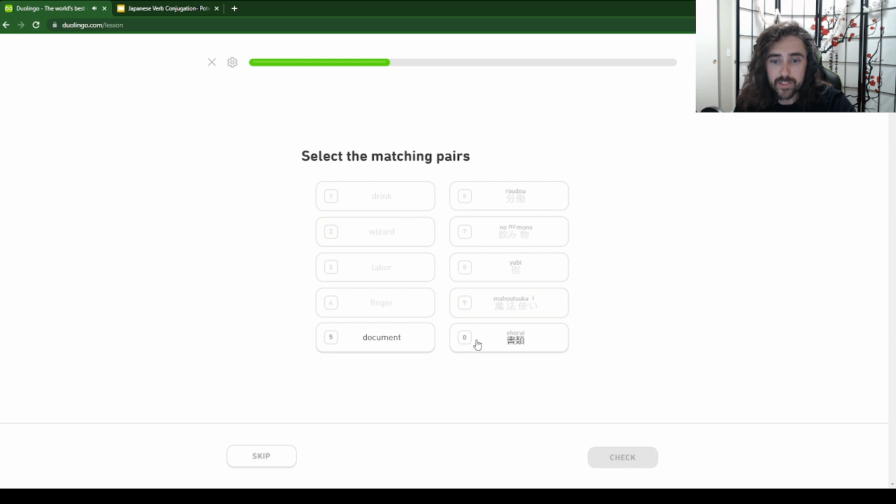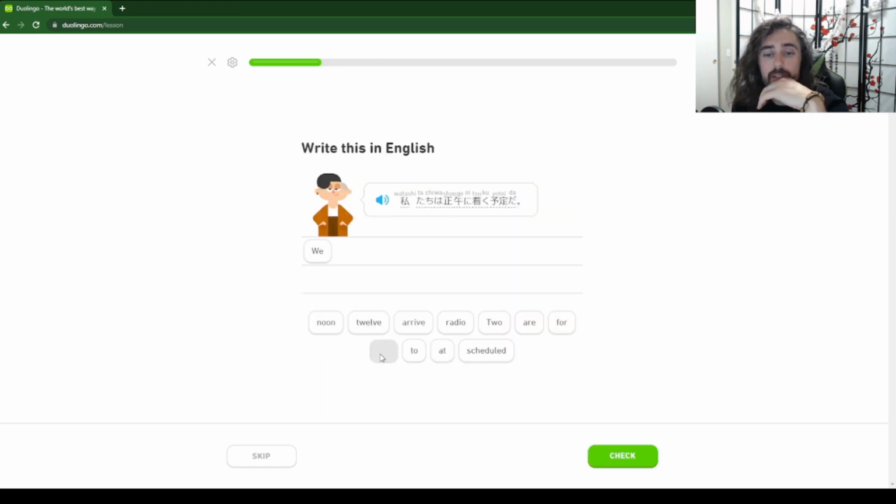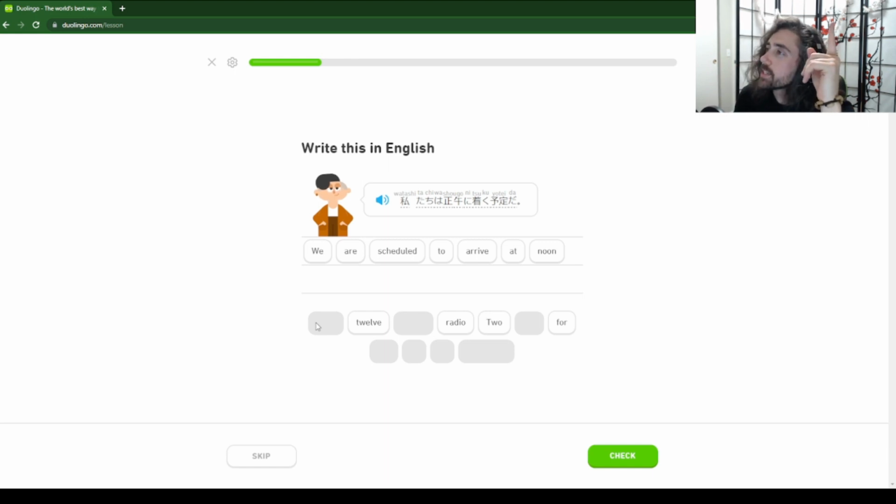All right, and let's look for passive voices. Mahotsukai, wizard. You're a Mahotsukai, Harry. We are scheduled to arrive at noon. Desho. This is interesting because in English we use passive voice, right? We are scheduled, whereas in the Japanese they don't use passive voice. Maybe because it's not expressing any kind of emotion or dismay or something.